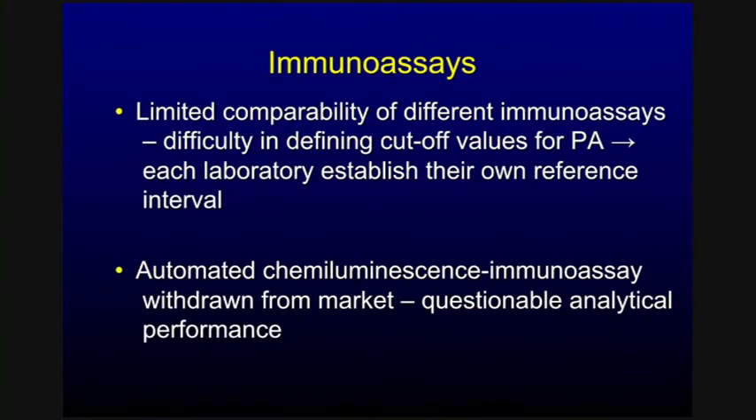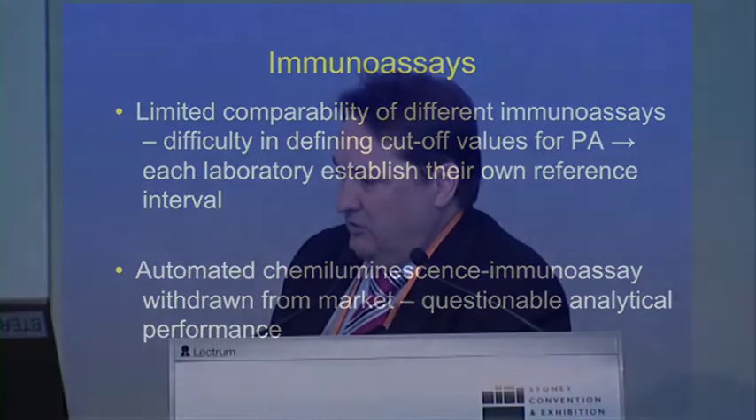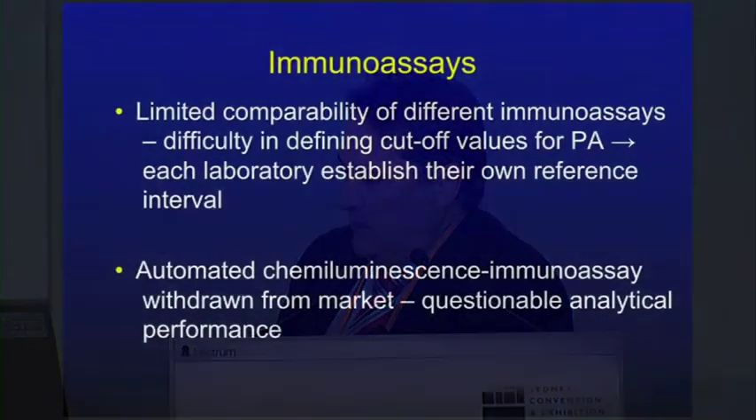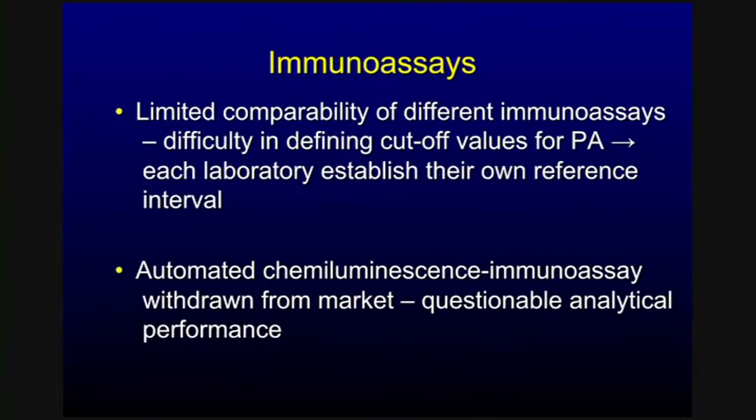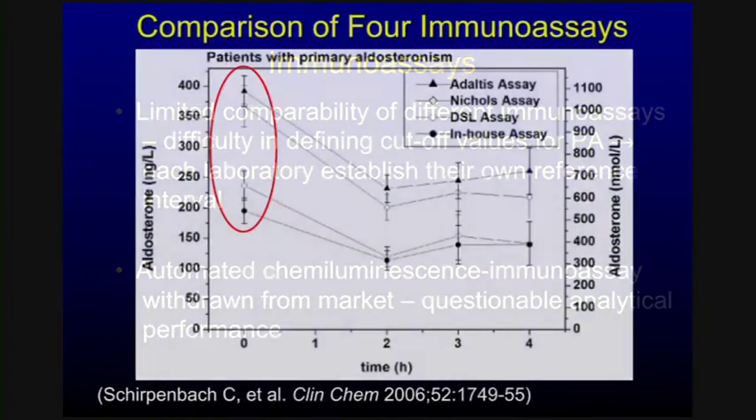The immunoassays we have available for aldosterone have limited comparability. Because of this, it's difficult to define cutoff values for primary aldosteronism, whether it's for screening, confirmation, or subtype differentiation. Each laboratory, therefore, has to establish its own reference interval. We have now heard about automated chemiluminescence immunoassays. When this slide was prepared, they had been withdrawn from the market, but now we do have a new one being developed, which we'll hear about in the next talk.